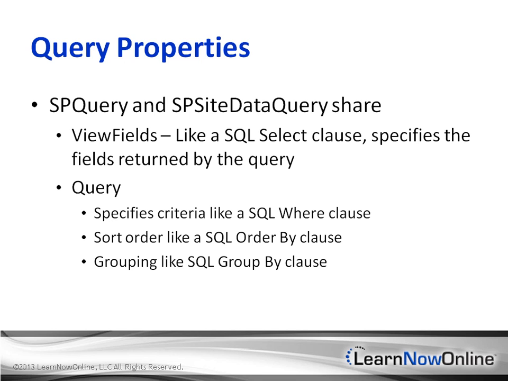And then there's the actual Query property. This is the actual CAML query, so this is where you're passing in that CAML query string. The query class also has a RowLimit property, so you can restrict the number of rows that the query returns.